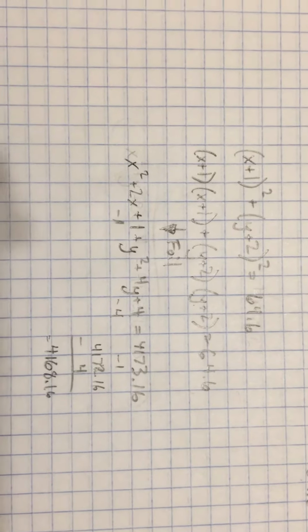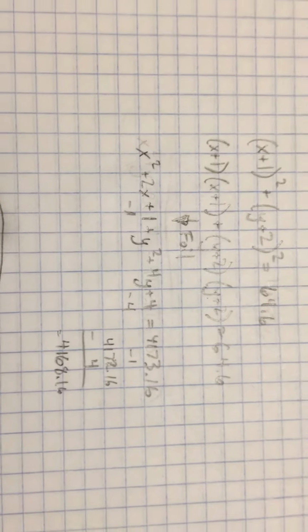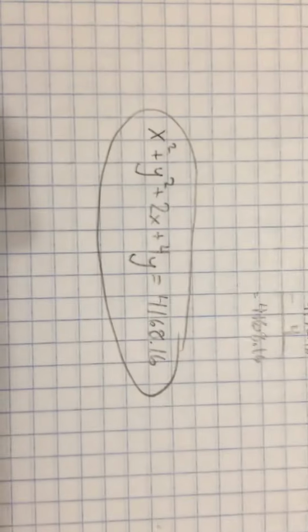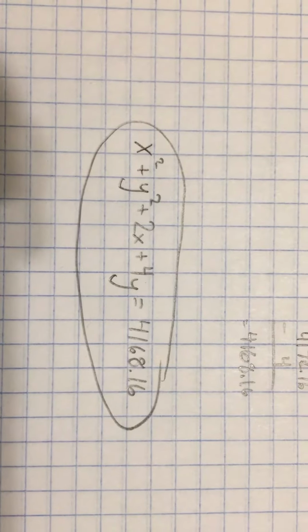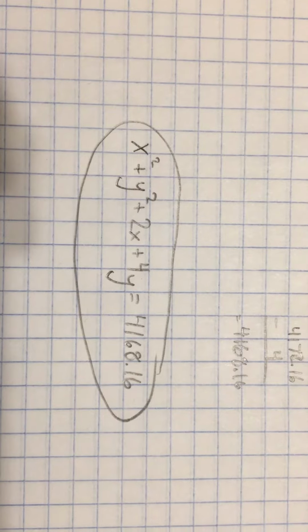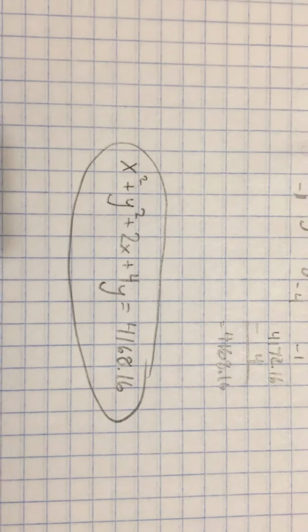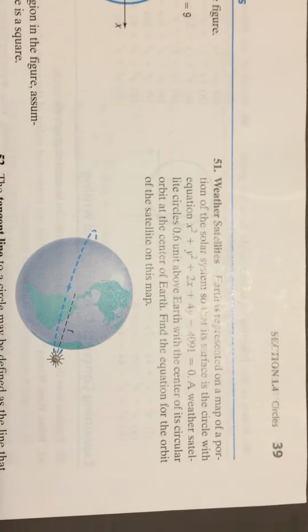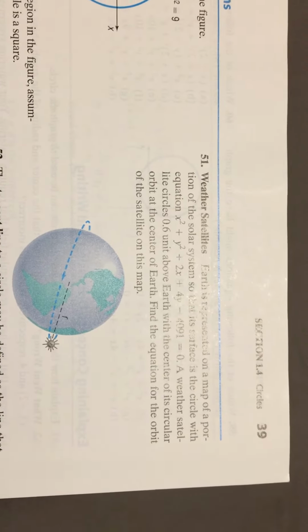And then after that, after you get rid of the numbers at the inside, you then put them back in order, and you should get the equation that equals x squared plus y squared plus 2x plus 4y, which equals 4168.16, which should be the answer to this problem here of how to find from the radius to the center of the Earth to the orbit of the satellite outside the Earth.